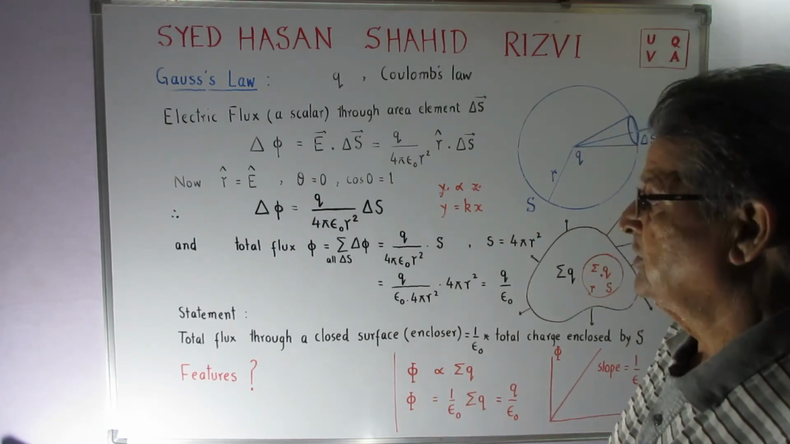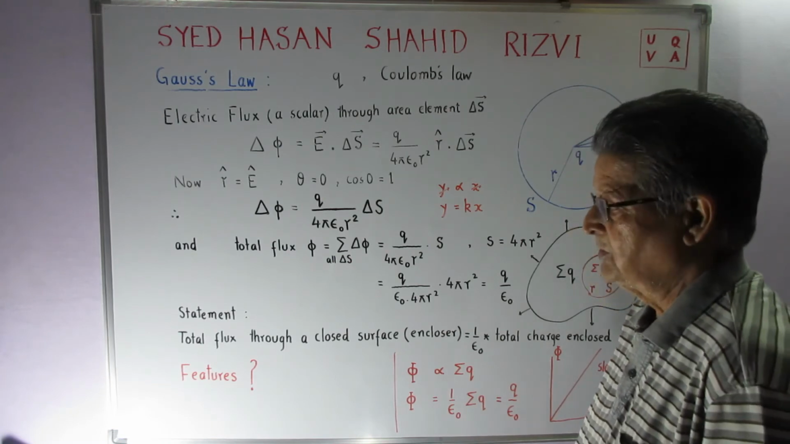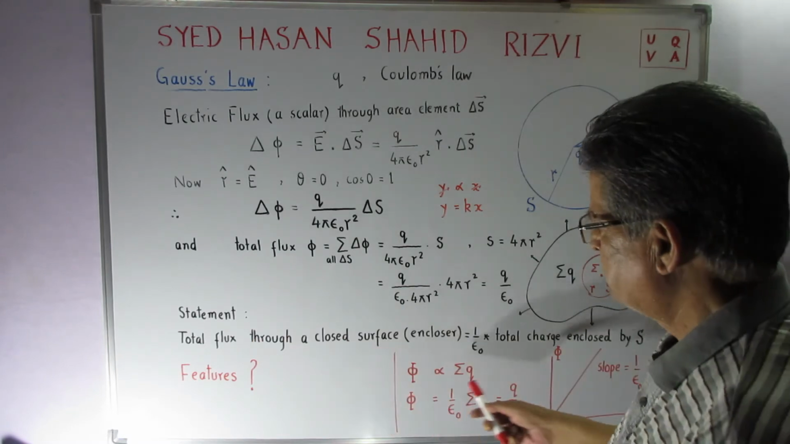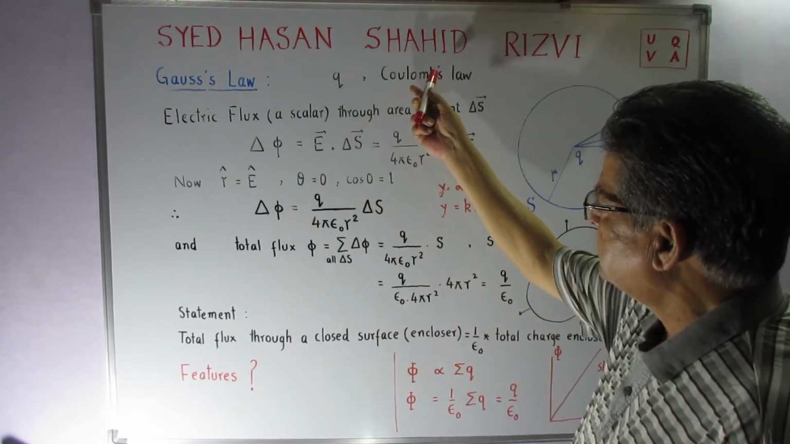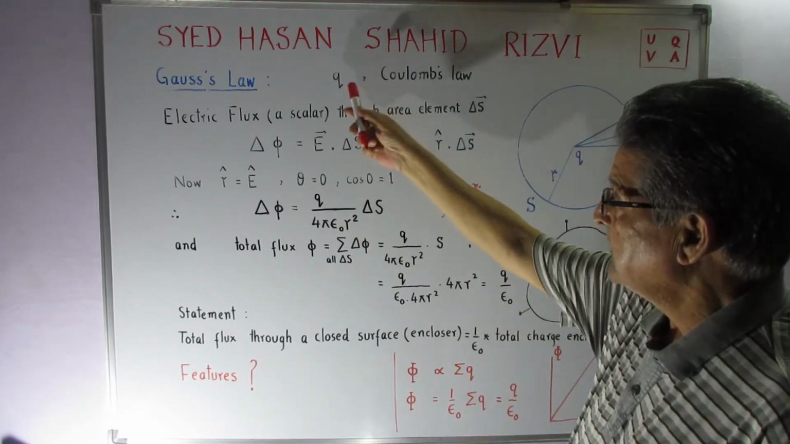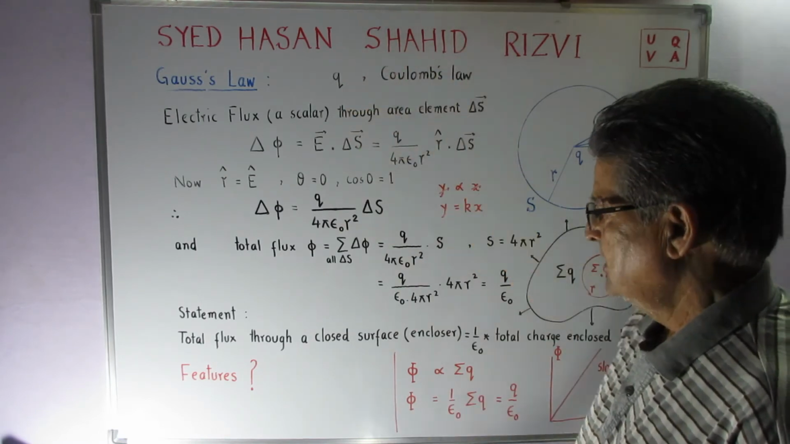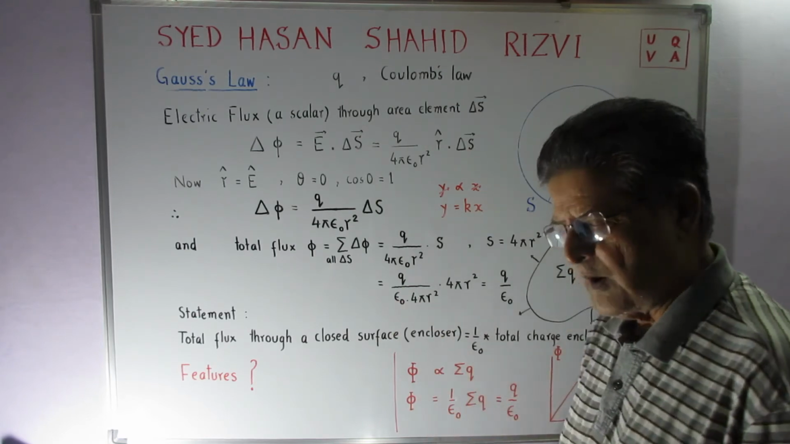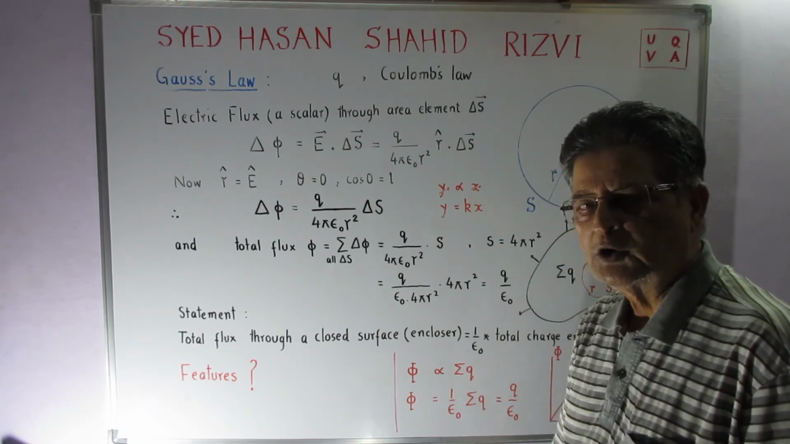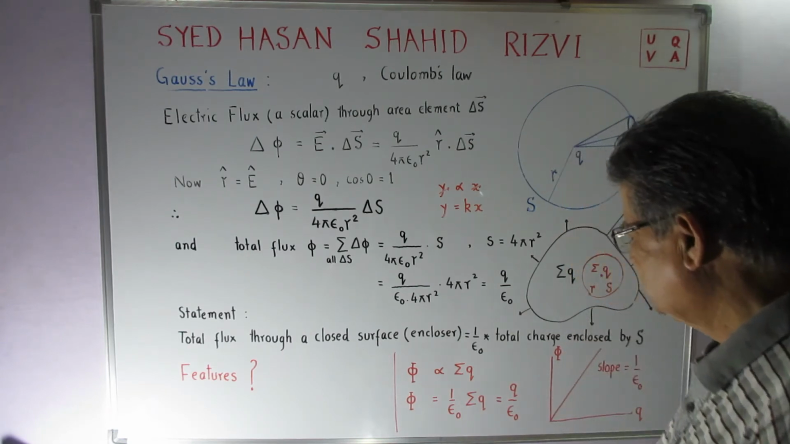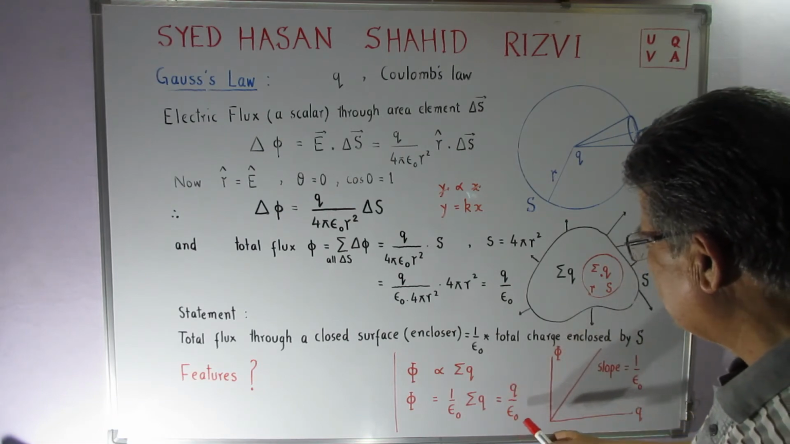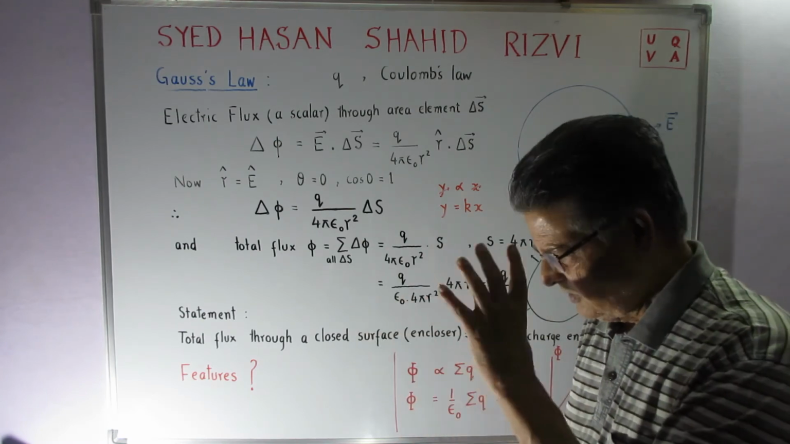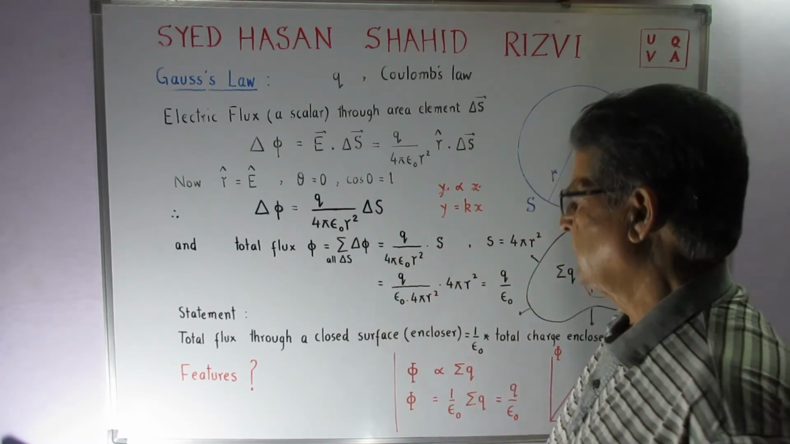So I have not derived the Gauss law from basic principles. We have derived it from Coulomb's law in a very specific situation of a single charge. Using Coulomb's law, we find that the flux is equal to 1 upon epsilon naught into q. Of course, in case it is not air or vacuum, then it is epsilon instead of epsilon naught. These things you can just make variations in your mind and think of that.